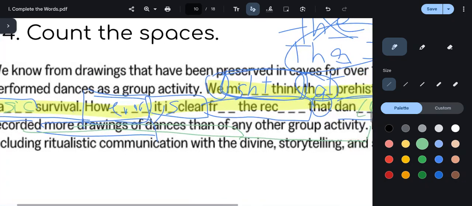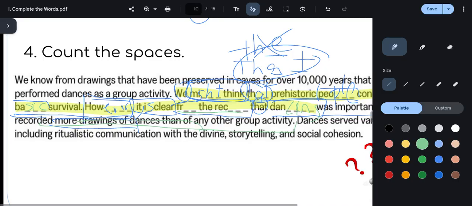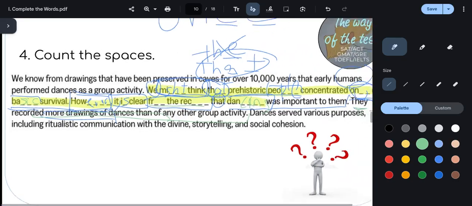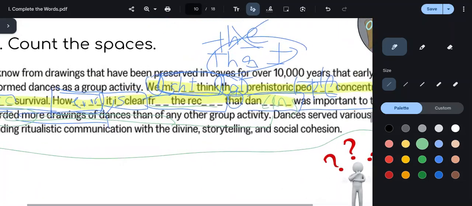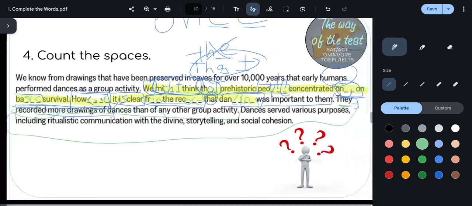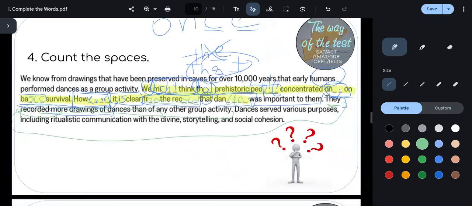"However," is it clear? Now, clear what? So here they're going to tell us what explains that part. So they recorded more drawings of dancing. So the recording is the thing that makes it clear. So you can say "clear from the recording," but the word "recording" doesn't fit. So we match to another word that means the same, which is "record." So "from the record, that dancing is blah blah blah." I know this is a mess. Don't worry, I'm going to show you the letters.